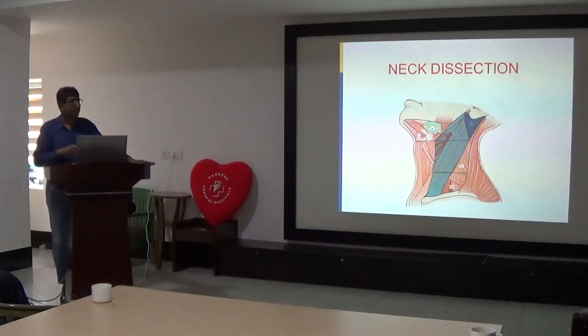Now coming on to the neck dissection. So what is a neck dissection? It is clearance of all the lymph nodes or the lymphatic structures.